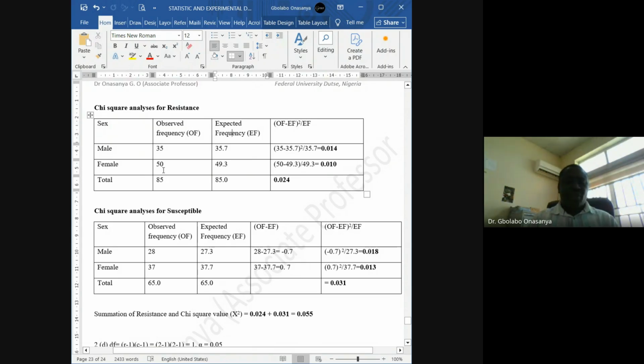Female will do the same. Observed 50 minus expected 47.9 raised to power 2, square, over 49.3, we get 0.010.